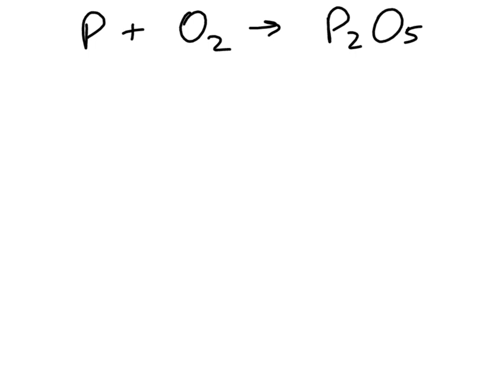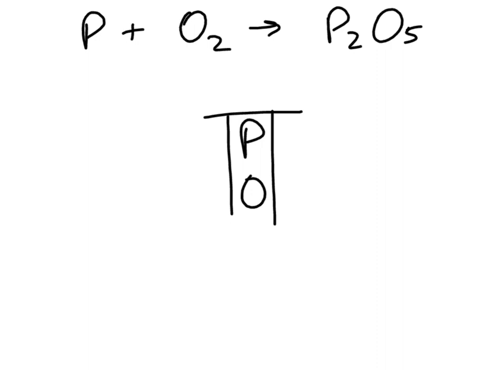Next one, elemental phosphorus and oxygen, making P2O5. So the very first thing we're going to do is our inventory: P, O. Phosphorus, 1 on my reactant, 2 on my product. Oxygen, 2 on my reactant side, and 5 on my product side. So my non-metal I do first. I need to make this a 2.